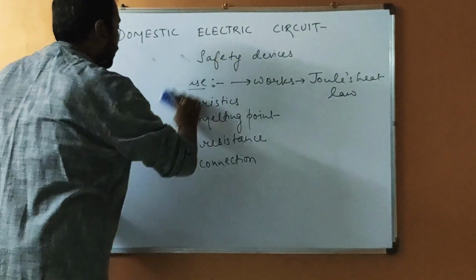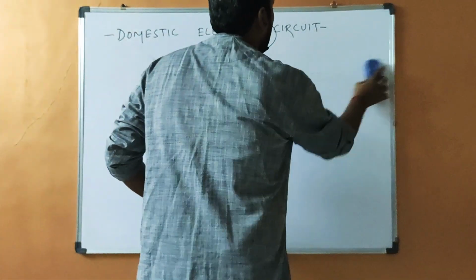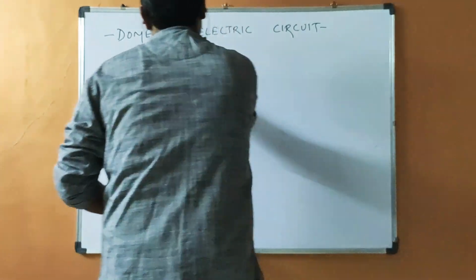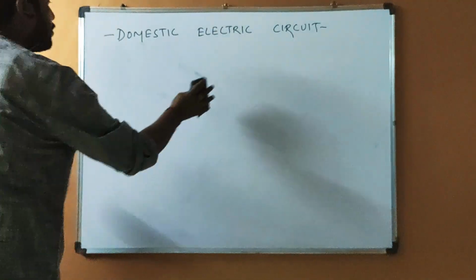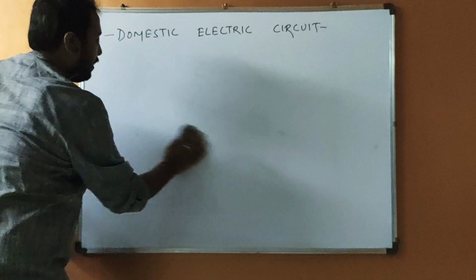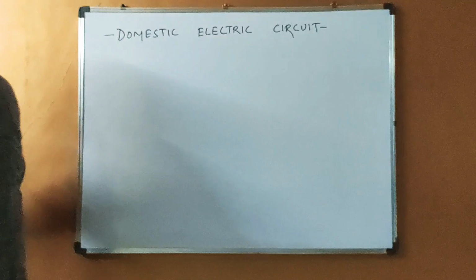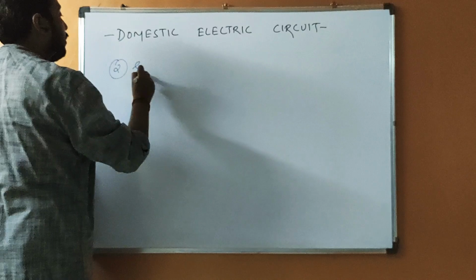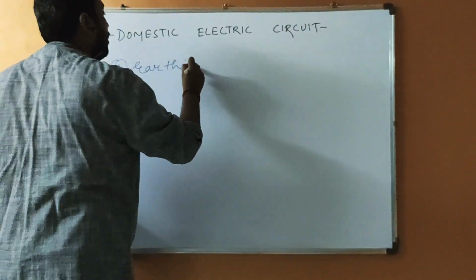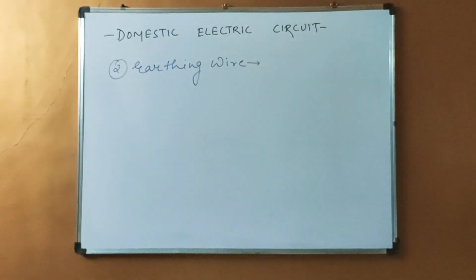The second one is more important. The second safety device is more important, and we have to study it in this chapter. The second safety device is earthing wire. The second safety device that we must use is earthing wire.